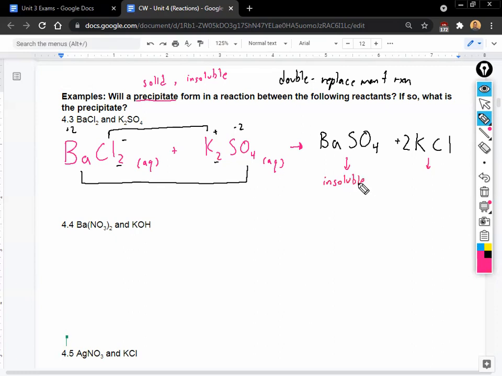Okay, they're gonna stick together. They're like, wow, barium and sulfate are just so good looking. I want them to meet my parents. And so even though they were aqueous, now they're gonna become a solid because they're gonna stick together. Water will not break them apart. Nothing will get in between their chemical bond.